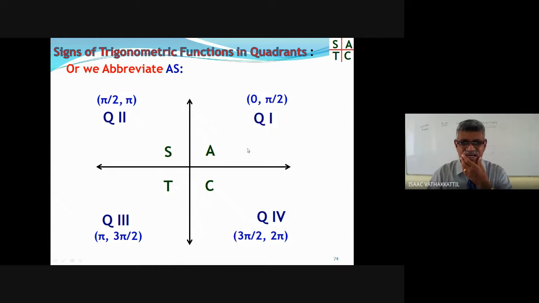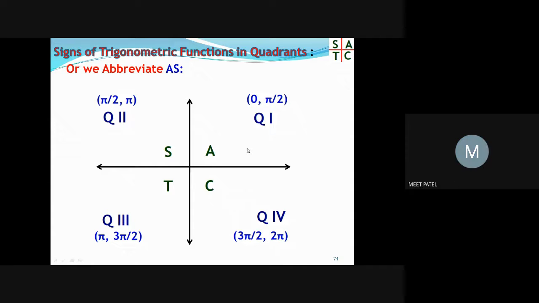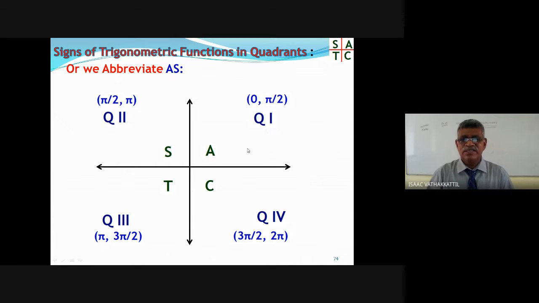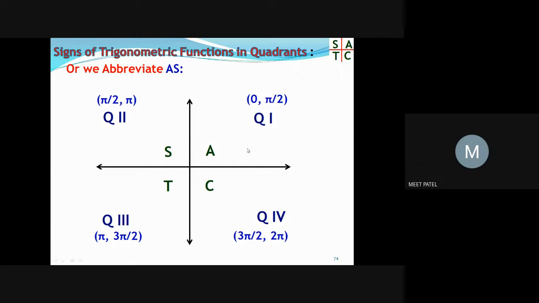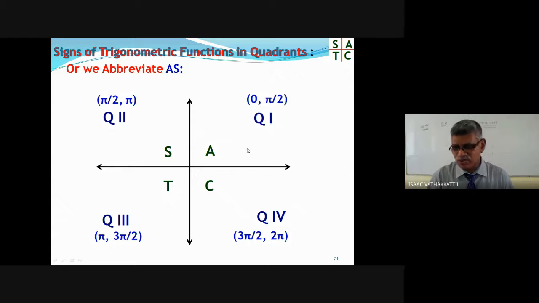Which are the quadrants in which sine is negative and cos positive? 4. Which are the quadrants in which tan and cos are both positive? Only one, the first quadrant. So I can ask various combinations. Which is the quadrant in which tan is negative and sine positive? Second quadrant. Okay, you keep that in mind.